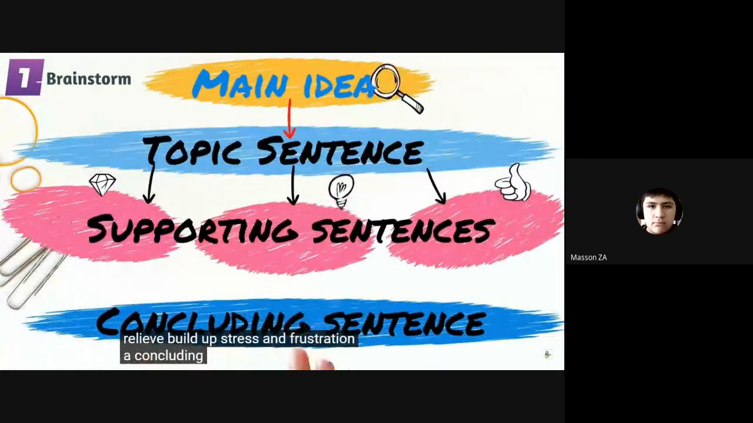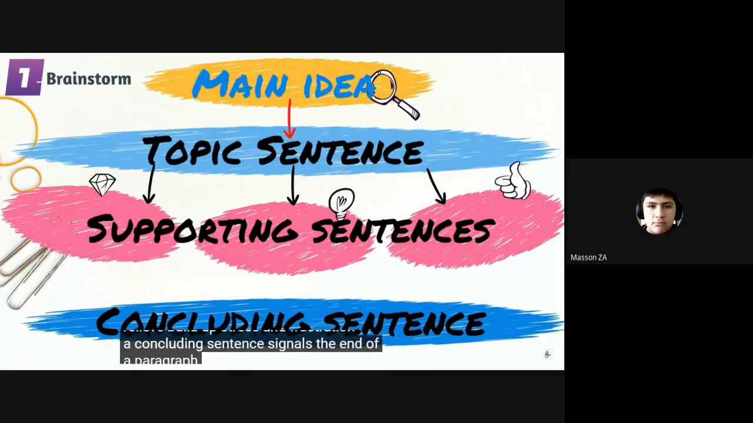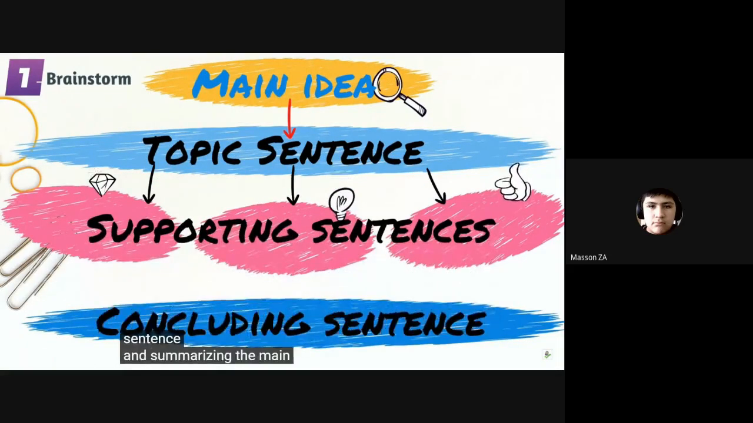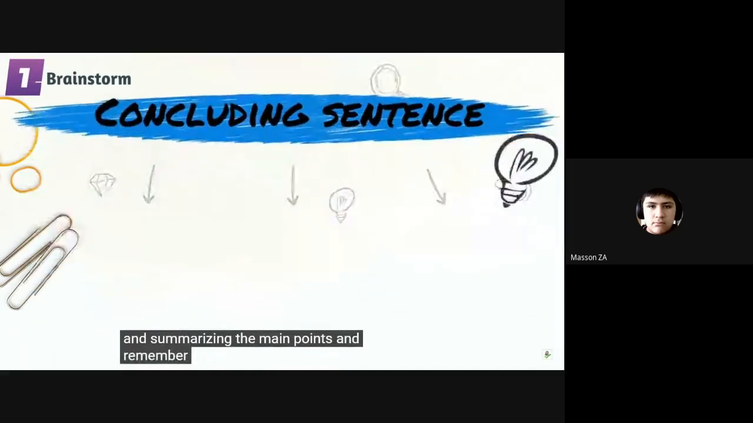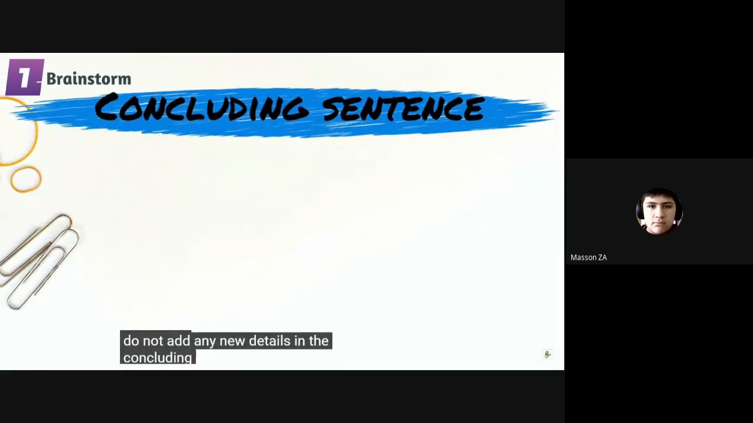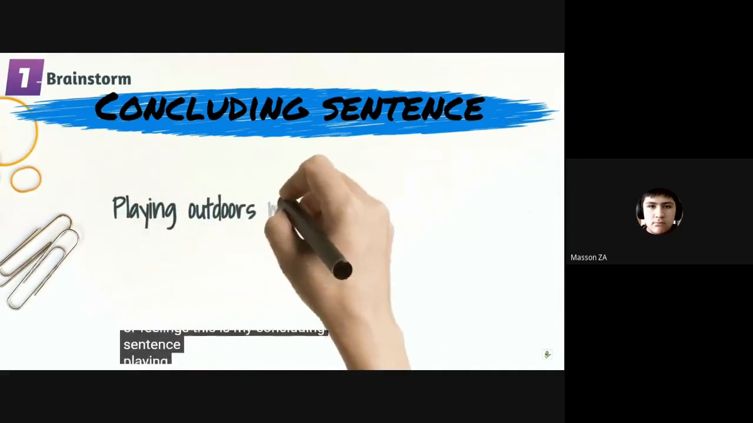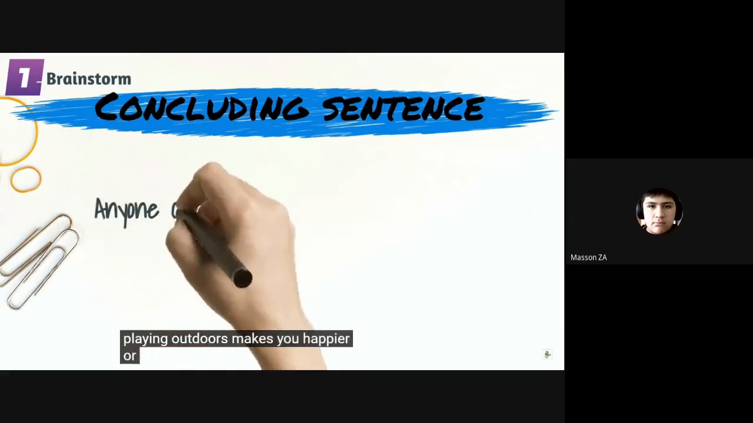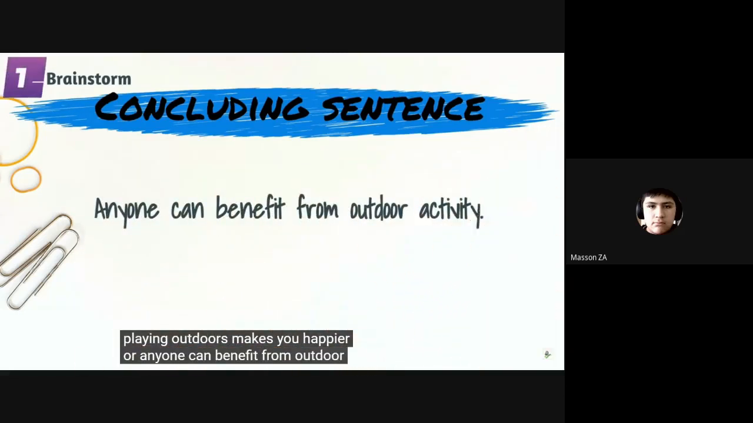A concluding sentence signals the end of a paragraph by restating the topic sentence and summarizing the main points. And remember, do not add any new details in the concluding sentence. And you can always end your paragraph with a personal connection like your opinion or feelings. This is my concluding sentence. Playing outdoors makes you happier, or anyone can benefit from outdoor activity.